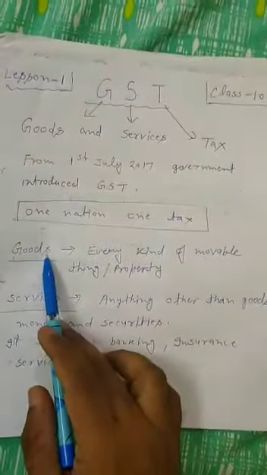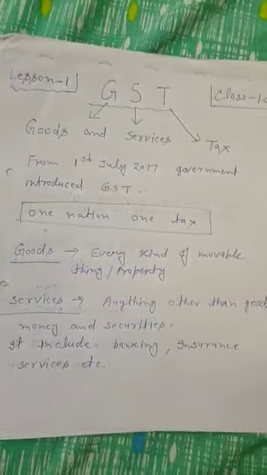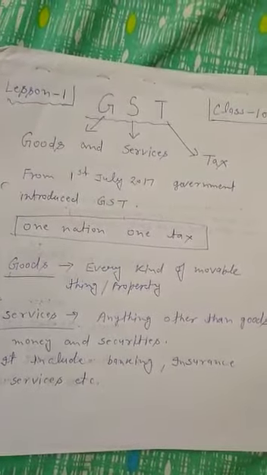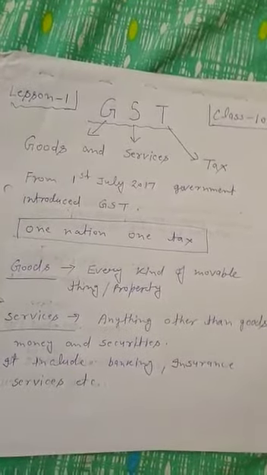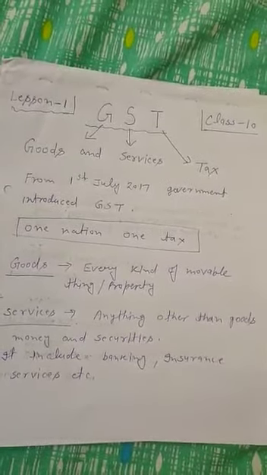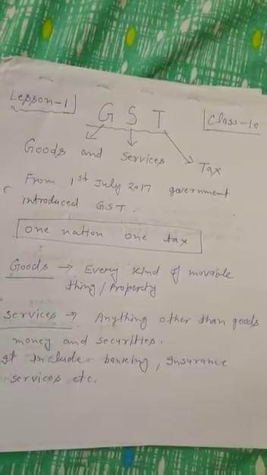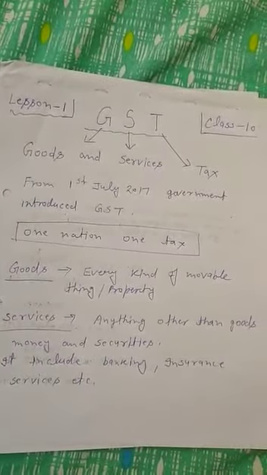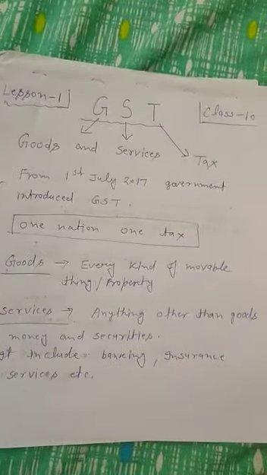Now what is the meaning of goods? Every kind of movable things or property is called goods. Means when you purchase any items from anywhere and you can easily bring them from one place to another place, then it is a movable item, so it is called goods. And what are services? Anything other than goods, money and securities. It includes banking, insurance services. It is called services, like hotel services, saloon, banking. These are the services. Okay.